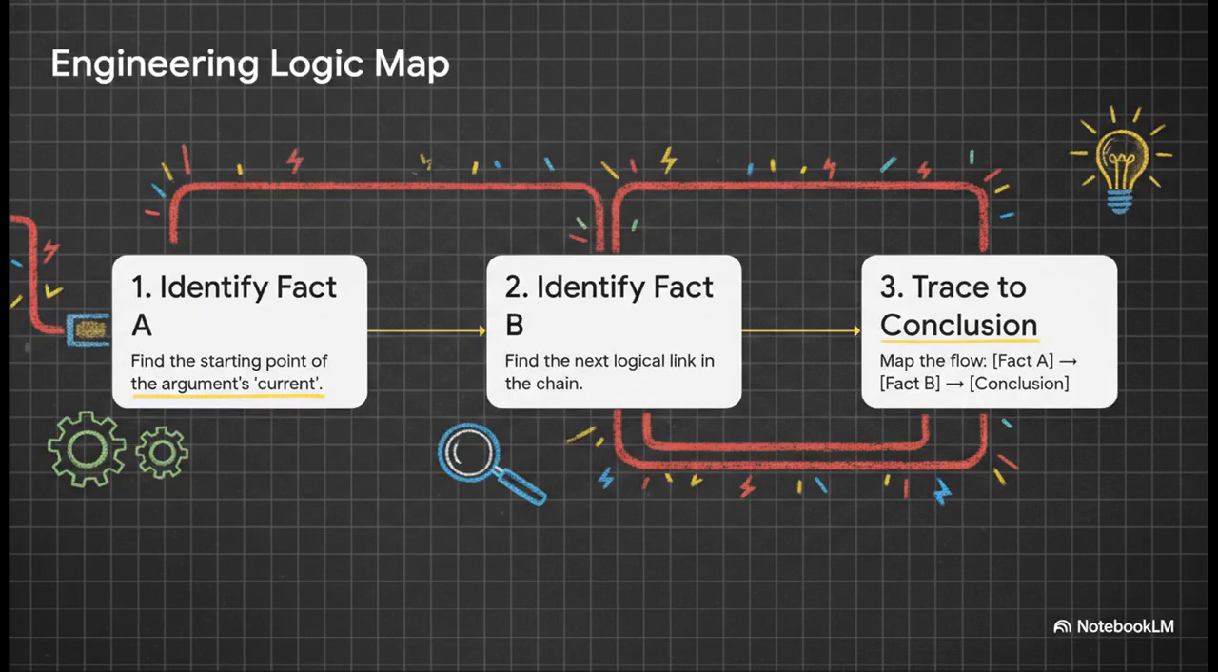You know, normally we read a page from top to bottom, like a story. We're going to flip that on its head. We're going to map the logic horizontally, just like an electrical current flowing from one component to the next. You find fact A, you see how it connects to fact B, and then you trace that connection all the way down the line to the conclusion.